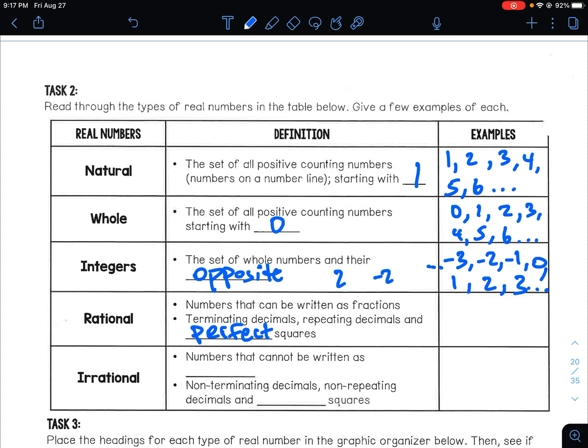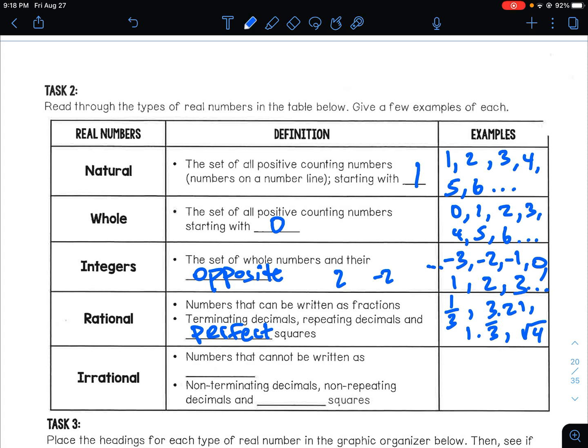So what are rational numbers? 1/3 is a rational number. Let's see, they talk about terminating decimals. How about 3.21? That's a terminating decimal. They talk about repeating decimals. How about 1.3 repeating? They talk about perfect squares. Well, perfect squares would be like the square root of 4, which is 2. So rational numbers are a very big category. They include all of the integers, all of the whole numbers, and all the natural numbers.